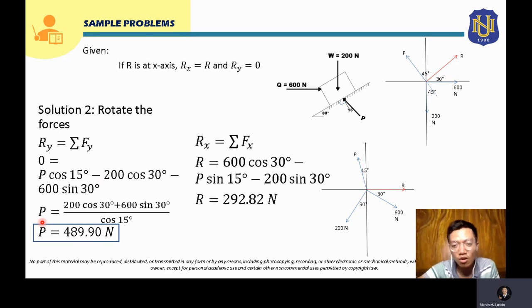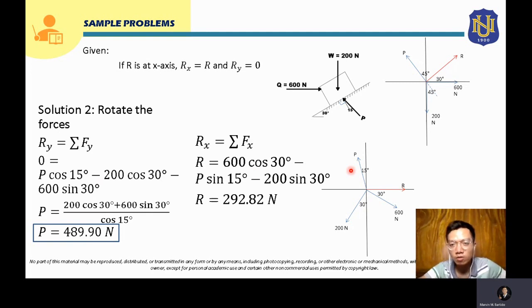So we will also use P, no? From your Rx, you know that your Rx will be equal to the summation of all the horizontal components of your force, and your Rx is actually the R, tama ba? So it is equal to R, the resultant itself. So that will be equal to the summation of horizontal components of the forces. So this will be 600 cosine 30 degrees. That will be the horizontal component of the 600 Newton force. Since it is directed to the right, it will be positive.